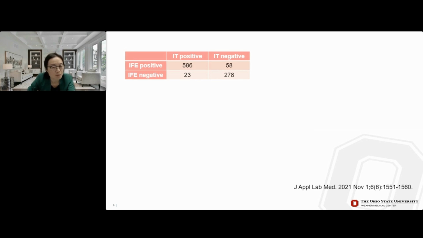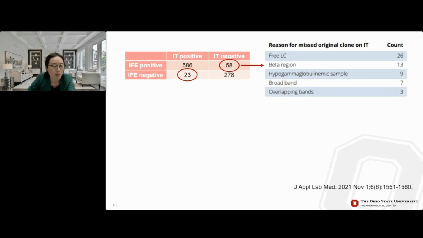Overall, the correlation result was pretty good, with a few discrepant results. There were 58 cases with gel immunofixation positive but capillary negative, and 23 cases with gel immunofixation negative but capillary positive. The authors showed more details for those discrepant results. For capillary immunotyping, there are a few reasons for original clone missed by immunotyping.